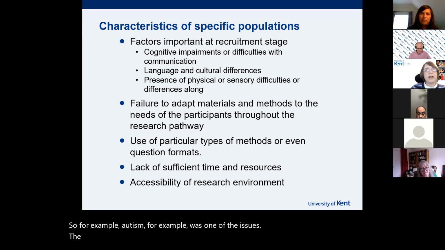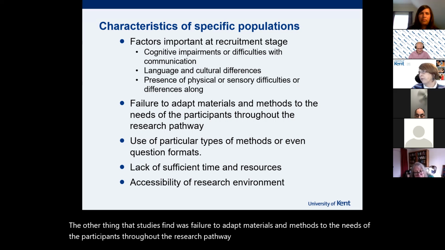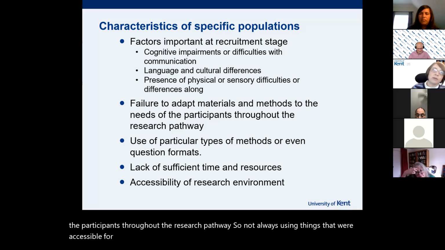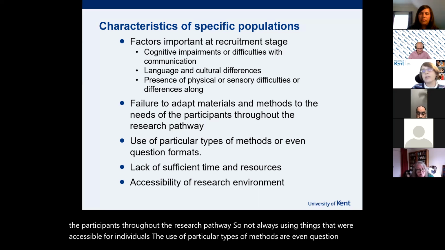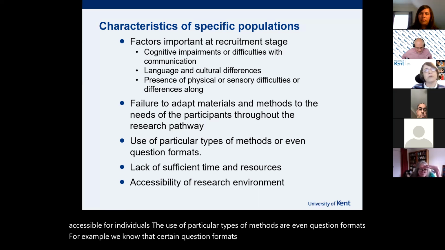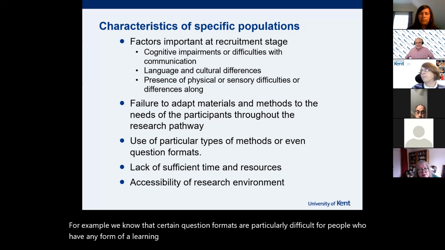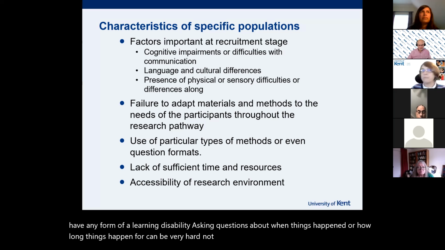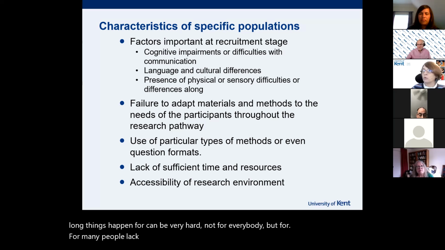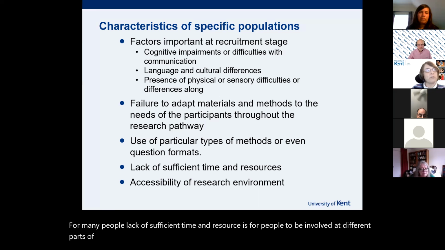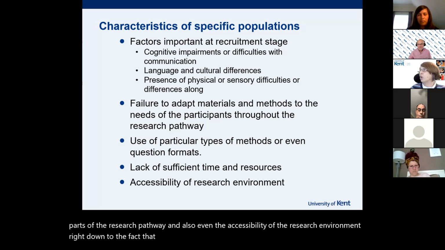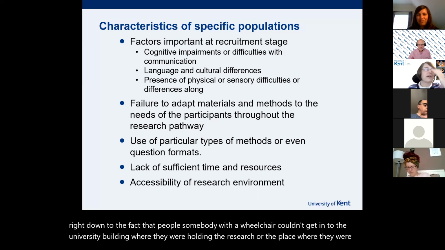The other thing that studies found was failure to adapt materials and methods to the needs of the participants throughout the research pathway, so not always using things that were accessible for individuals. The use of particular types of methods or even question formats: for example, we know that certain question formats are particularly difficult for people who have any form of a learning disability. Asking questions about when things happened or how long things happened for can be very hard, not for everybody, but for many people. There was also lack of sufficient time and resources for people to be involved at different parts of the research pathway, and even the accessibility of the research environment, right down to the fact that somebody with a wheelchair couldn't get in to the building where they were holding the research.